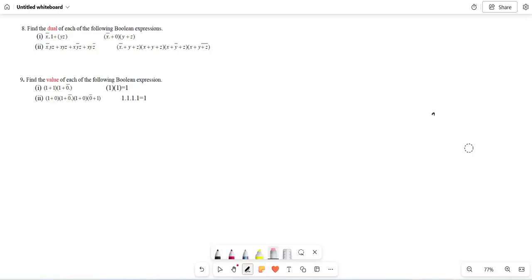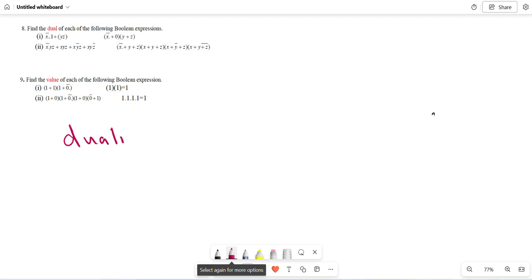Hello guys, we are going to discuss question number 8 and question number 9. These are related to Boolean algebra, but question number 8 is related to duality, the principle of duality, and question number 9 is related to the value of the Boolean algebra. These are two different concepts. First of all, we'll understand what duality means.